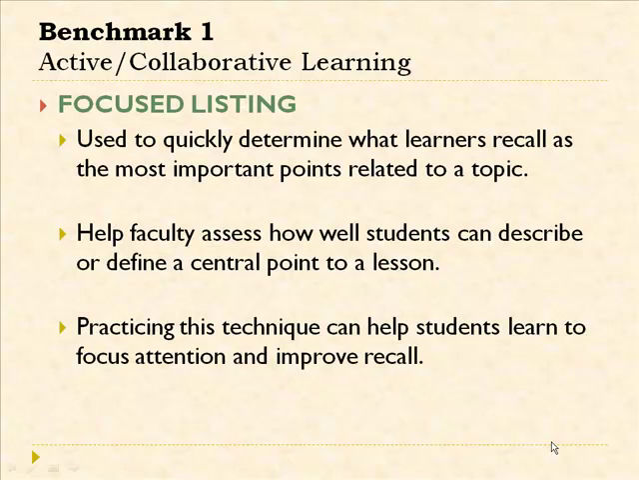The first benchmark is active and collaborative learning, and the classroom assessment technique that you can use here is called focused listing. This technique is usually used when you show videos or presentations regarding a given topic. It is used to quickly determine what learners recall as the most important points related to your topic. It helps you to assess how well the students can describe a central point to a lesson, and doing this technique or practicing it can help students to learn to focus their attention and to improve their recall.